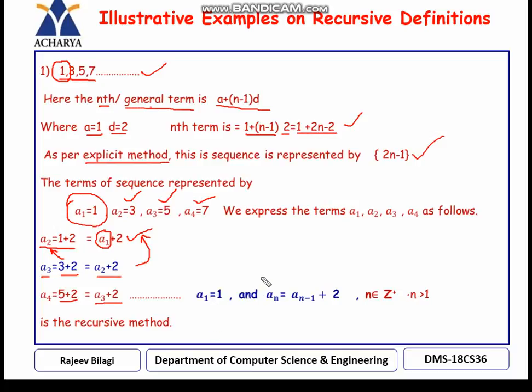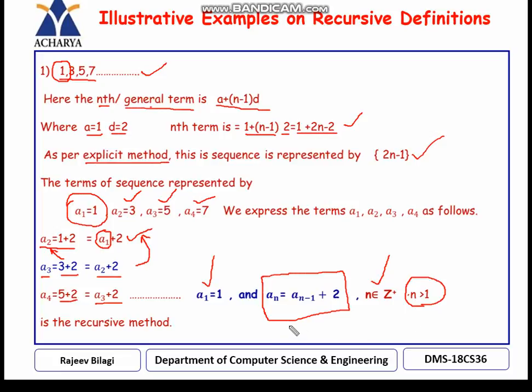In general, I can write it as an is equal to an minus 1 plus 2. So a4 is a3, a3 is a2, a2 is a1. So like this, if you start writing, I can write in general an equal to an minus 1 plus 2. But what is the initial value? So a1 is equal to 1 is the initial value, and the value of n belongs to Z plus, and one more thing is n is always greater than 1.